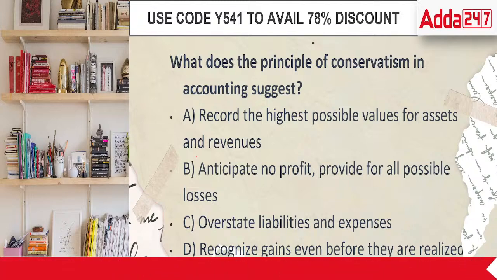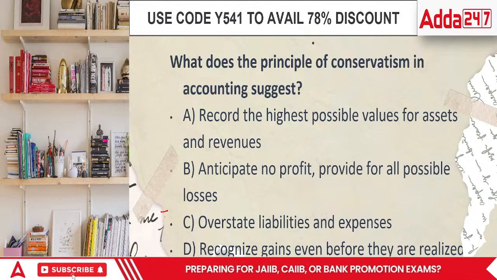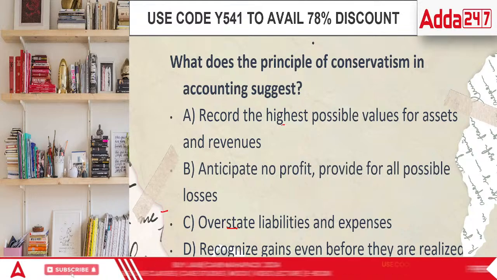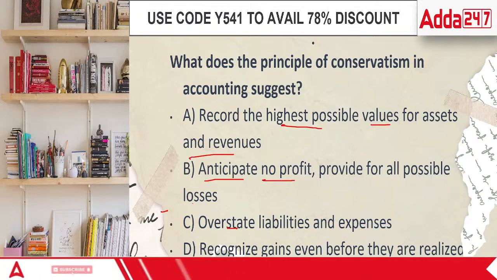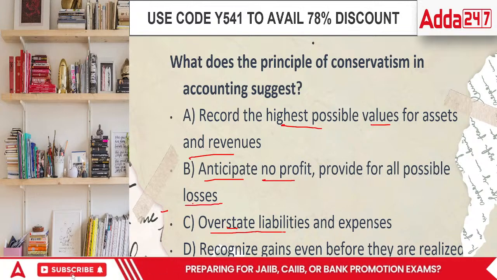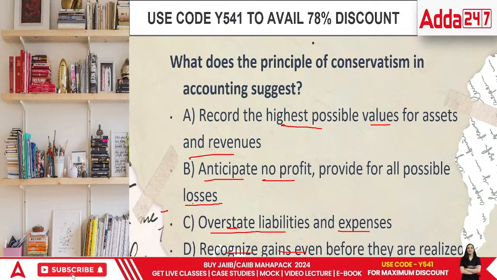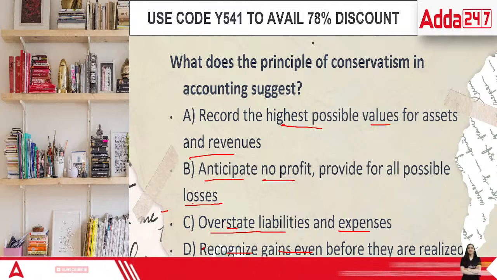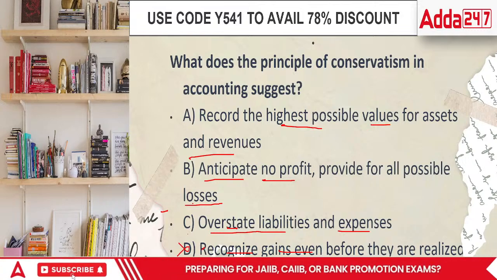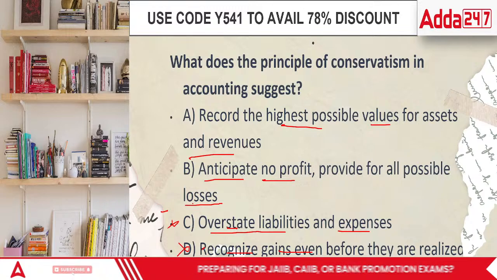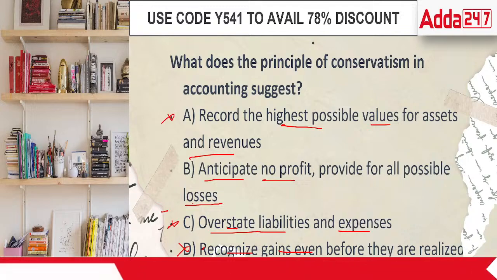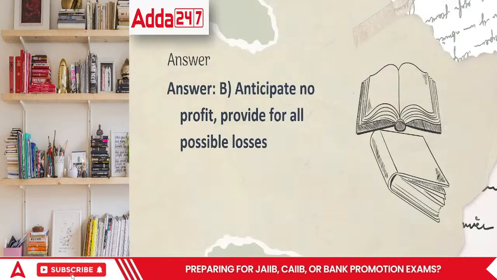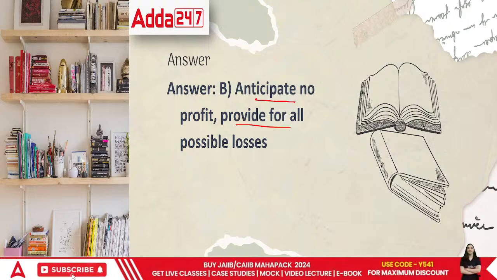Then, what does the principle of conservatism in accounting suggest? Record the highest possible values of the assets and revenues, anticipate no profit but provide for all the losses, overstate liabilities and expenses, and recognize gains even before they are realized. Okay, this is actually something which they are totally against, and overstatement is again something which they are totally against. We do not record anything at the highest value. So the answer is anticipate no profit but provide for all the losses.